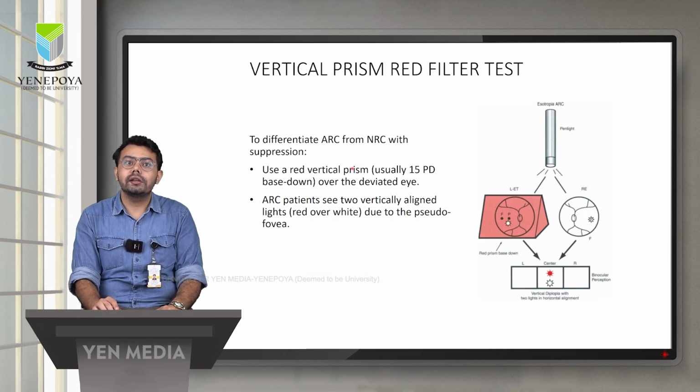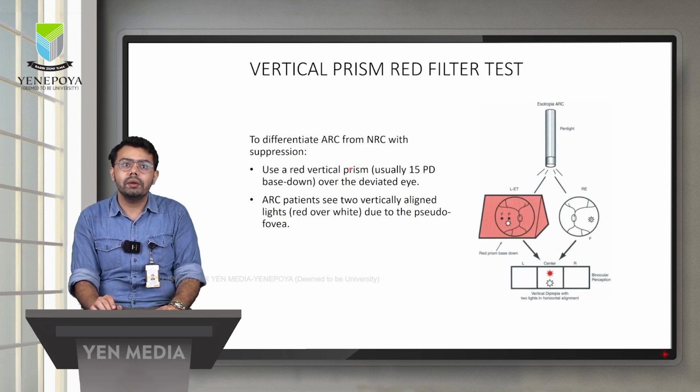Vertical prism red filter test. It helps to differentiate ARC from NRC. In this, we use a red vertical prism, that is usually 15 prism diopter, base down. This is the base, this is the apex. So the base should be down over the deviated eye. As the left eye is having esotropia and the right eye is normal, the prism is placed base down over the left eye.